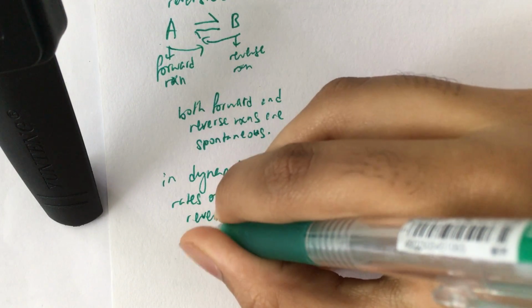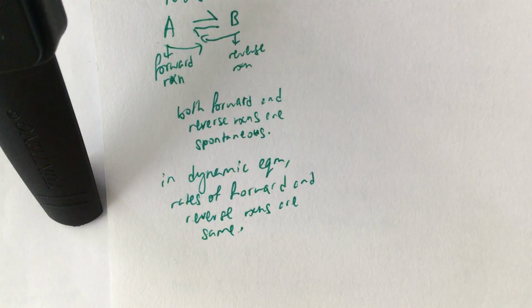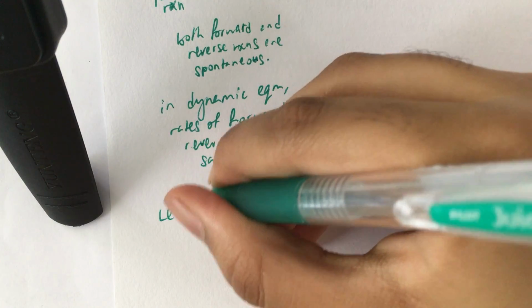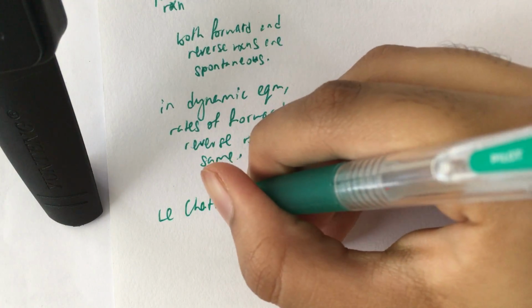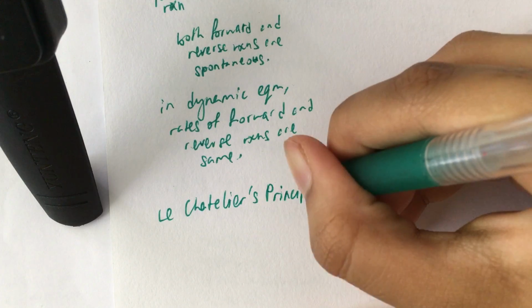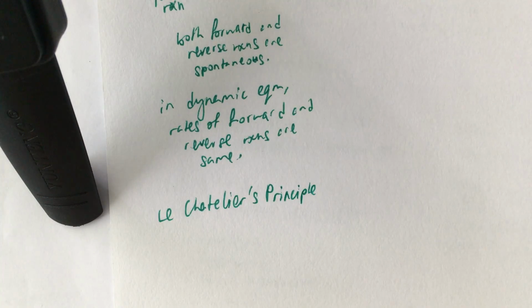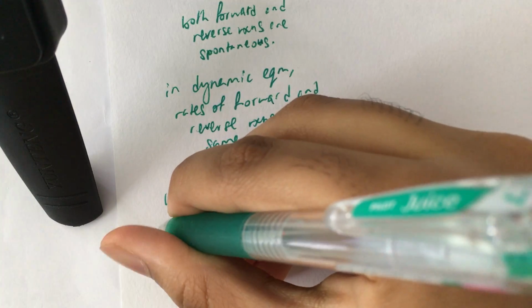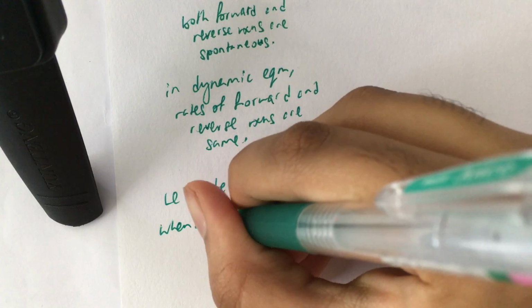Now we'll go to the main thing usually asked about in this topic, which is Le Chatelier's principle. You don't really need to know how to pronounce it. The idea of this principle is that if there's a change to the conditions in the system, the equilibrium will adjust itself to counteract whatever change affected it in the first place.